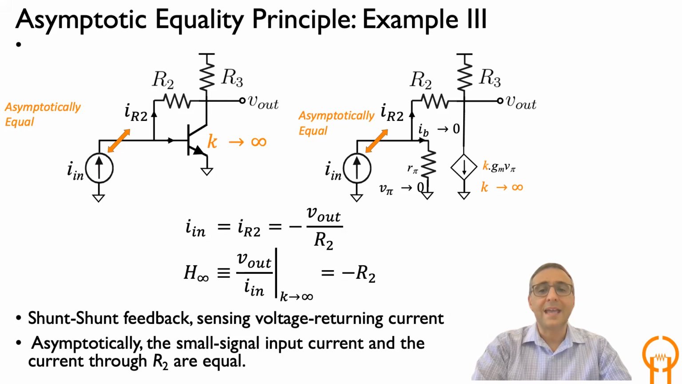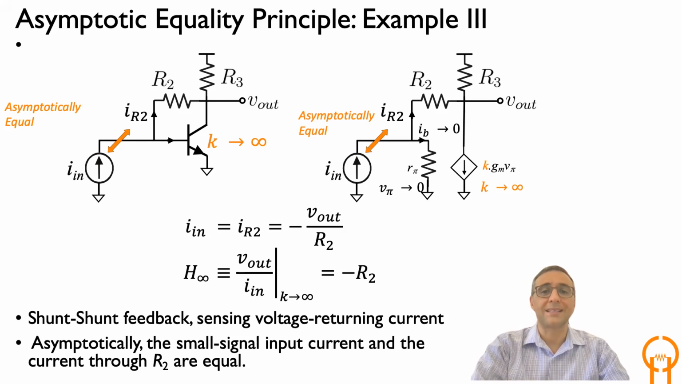Now, in this case, what you see is that, again, if you scale the gm v pi of the transistor, we're using the pi model, and introduce a K in front of it and take K to infinity, as we can see, this is a negative feedback. So to have a finite output, you need to have a V pi that's 0, which basically means that IB, the base current, is going to be forced to be 0 by feedback. Which means that all of the input current I in is going to go through R2.